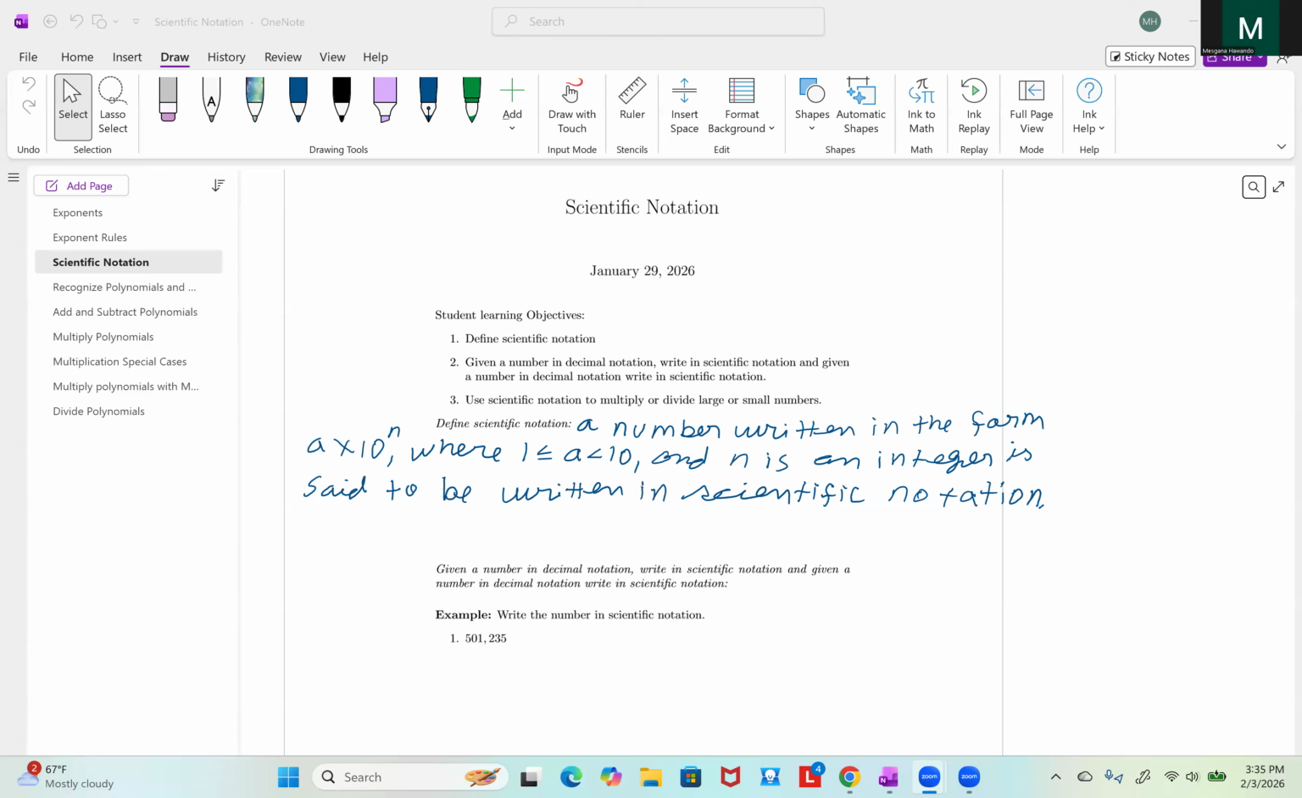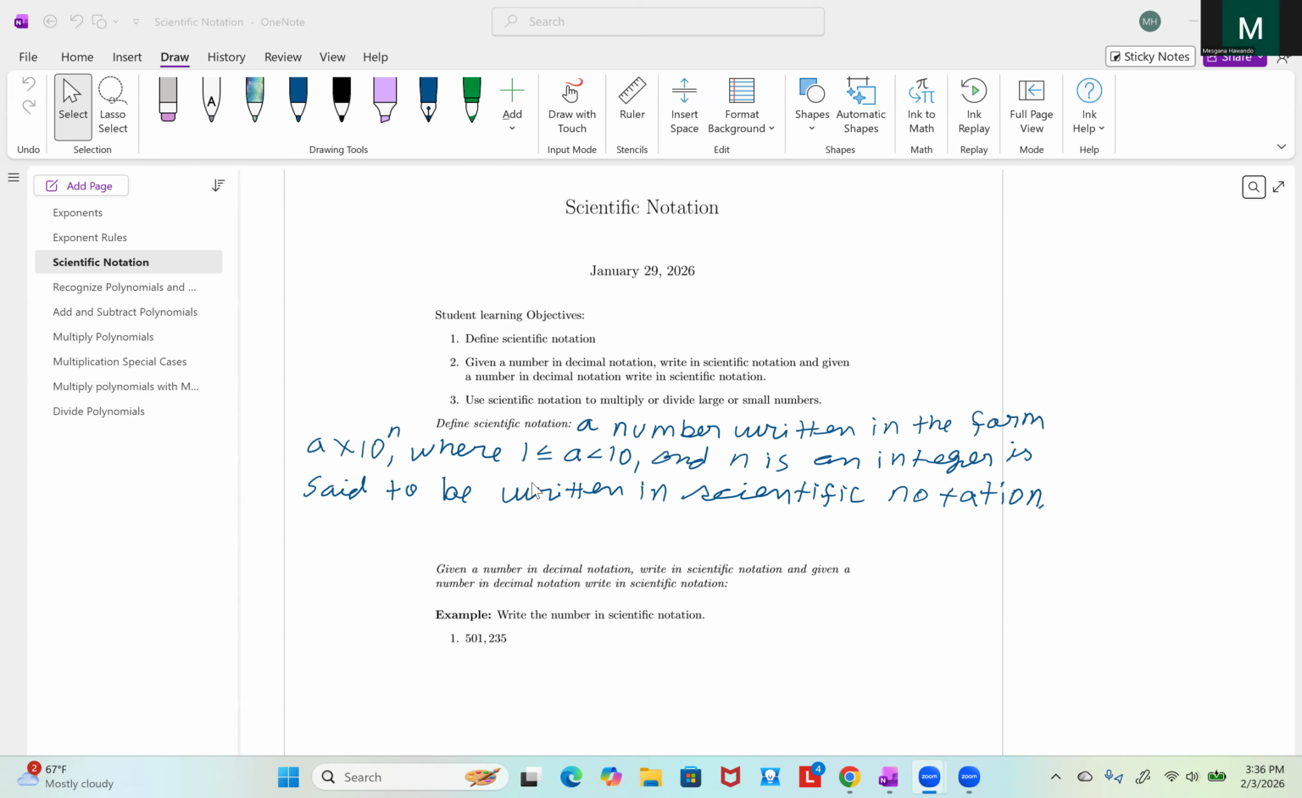Scientific notation. Student learning objectives. Define scientific notation. Given a number in decimal notation, write it in scientific notation, and given a number in scientific notation, write it in decimal notation. Use scientific notation to multiply or divide large or small numbers.